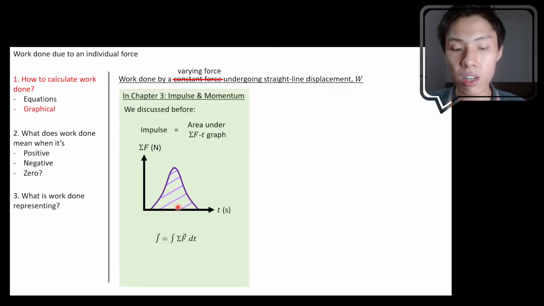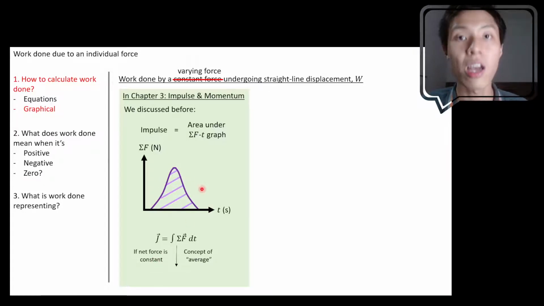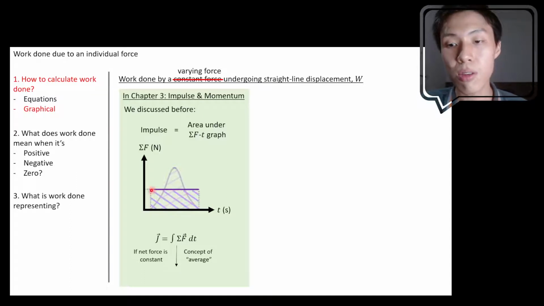But at our level, we don't have the knowledge to do integration yet. So we limit ourselves to a situation where the net force is constant. If a net force is constant, then our graph won't be that complicated anymore. It will be a straight line. Or we can apply the concept of average by finding the average force. Then we can represent this curved line with a straight line, and the area under the graph will be much easier to determine. We just take the average force multiplied by the time period, and this area here will be the impulse also.